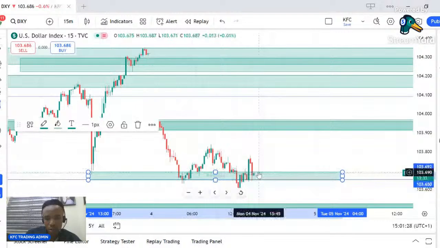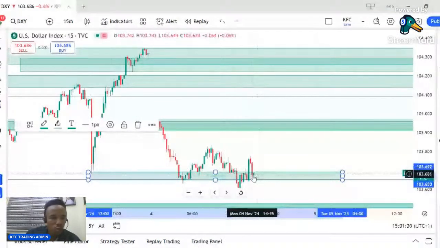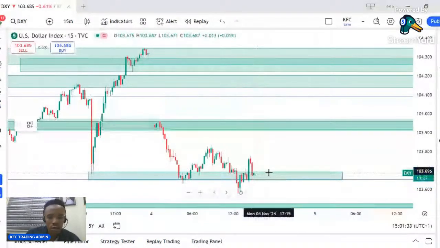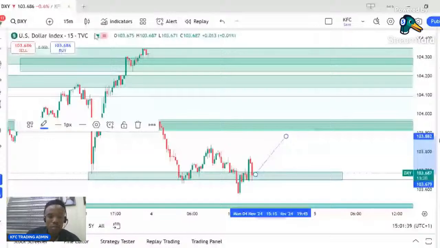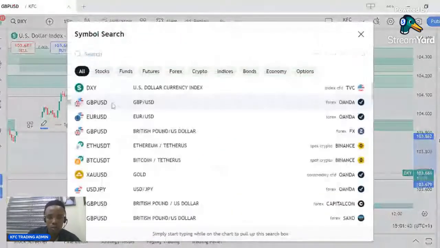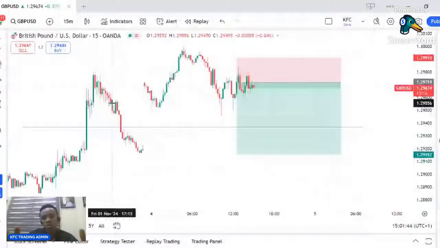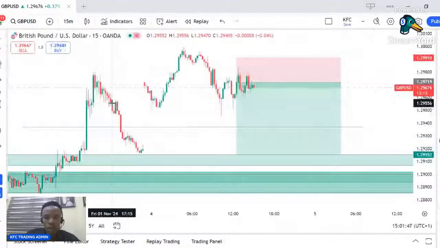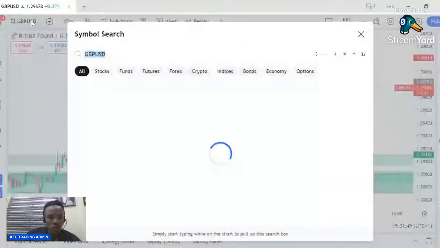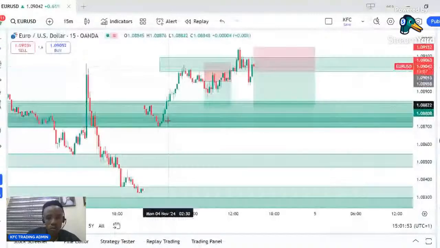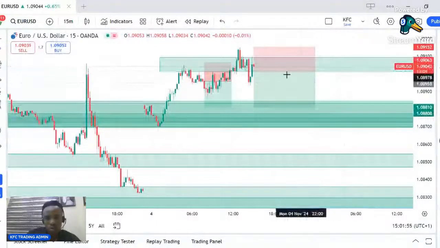So that's the liquidity side. That may hold the DXY and push the price up to this side. And if that happens, then it's a good sell. Sorry, a good bearish move on GU. You can see what price is doing right now. Let's see how far that goes. Same thing with EU. You can see what EU is doing. Let's see how far it goes.